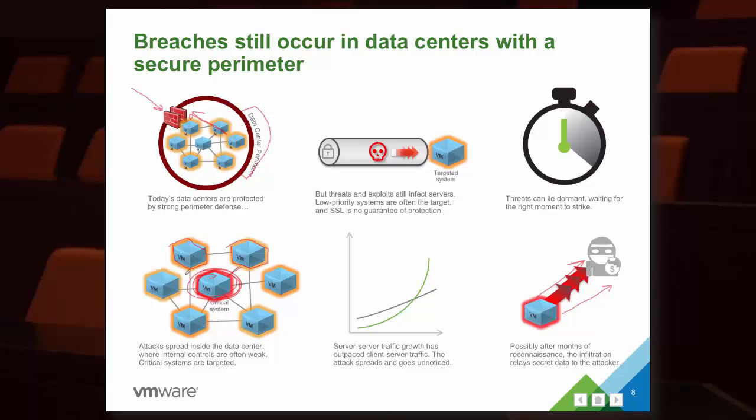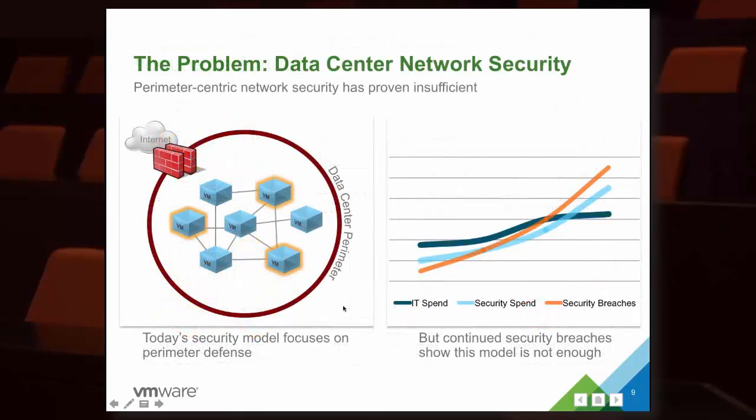So because of the growth in server-to-server traffic and how it's outpaced client-server traffic, the need for protection inside of the data center is all the more important. After all, we really need to look no further than all the exploits that we've seen in the news. So like I said, we're seeing an increase in security breaches, we're seeing an increase in server-to-server traffic, yet today's security model just continues to focus on perimeter defense and firewalling. This is where NSX and micro-segmentation is so different.